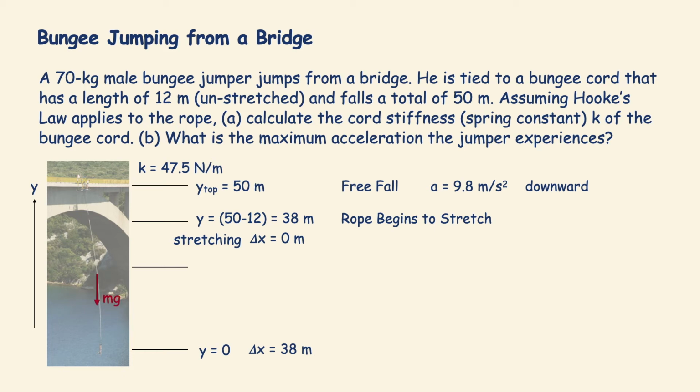And this is where we actually have to consider two forces acting on the jumper. It's not a free fall anymore. We will have the gravitational force mg, but we will also have the elastic force coming from the bungee cord, which following Hooke's law will be k delta x and pointing in the upward direction.